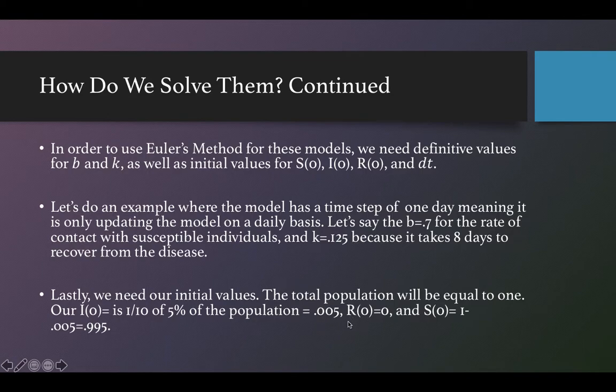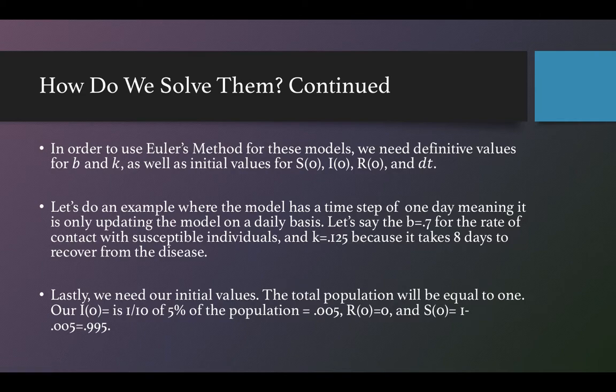And then for our R of 0, this is the recovered amount at time 0. We don't have anybody who's recovered yet because it's time 0. So everybody is either susceptible or there's a very, very small percentage of the population that's infected to start with. And then no one has recovered yet. For our S of 0, we're actually just going to do 1, which is our population, minus the percentage of the population that's infected to get our susceptible proportion of the population, which is going to be this 0.995.